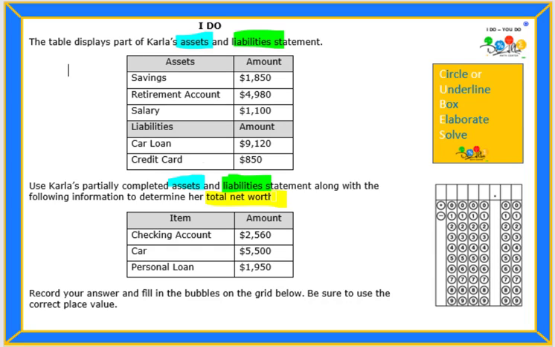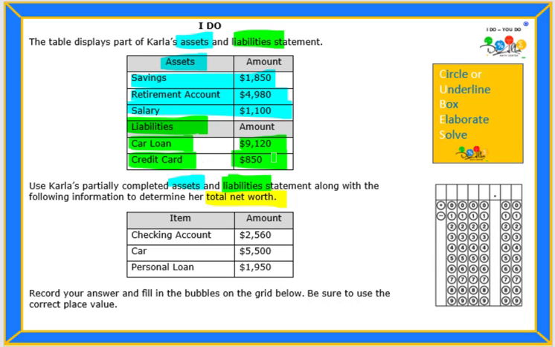Okay, so in the first table, they have given us the assets and liabilities, and they have labeled them. So we know savings is an asset, retirement account is an asset, and her salary is an asset. Also, they have given us the liabilities, things that she's paying for, things that she owes to others, which is the car loan and a credit card debt.